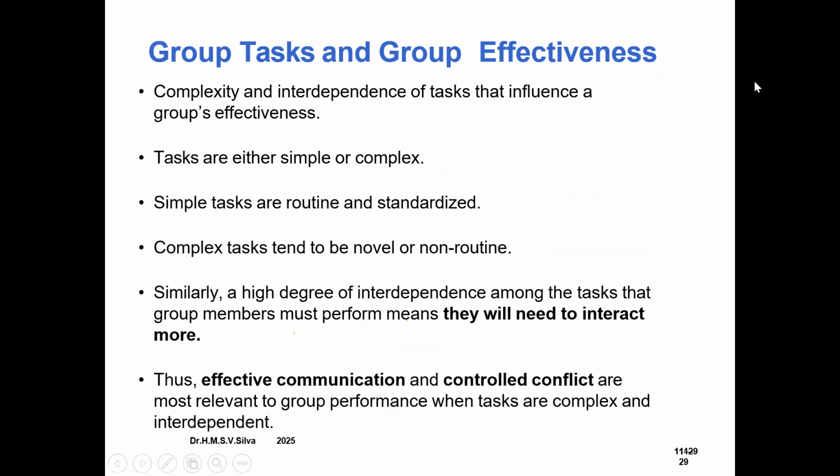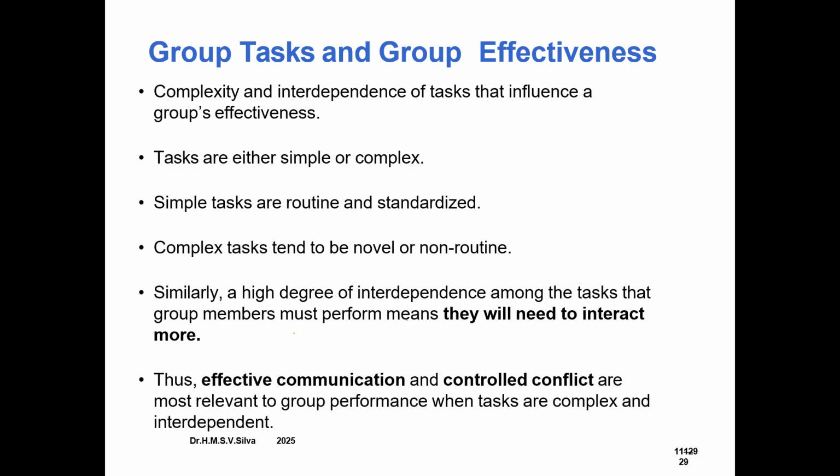Then group task and group effectiveness. Let's look at group task and group effectiveness. When we talk about the complexity and interdependence of the task, they influence group effectiveness. Tasks are either simple or complex. Simple tasks are routine and standardized, but complex tasks are novel and non-routine. Similarly, a high degree of interdependence among the tasks that group members must perform means they will need to interact more.